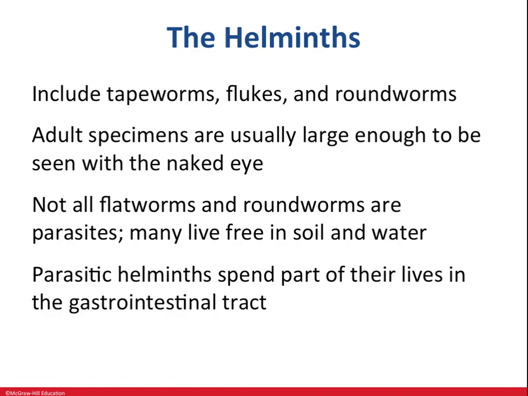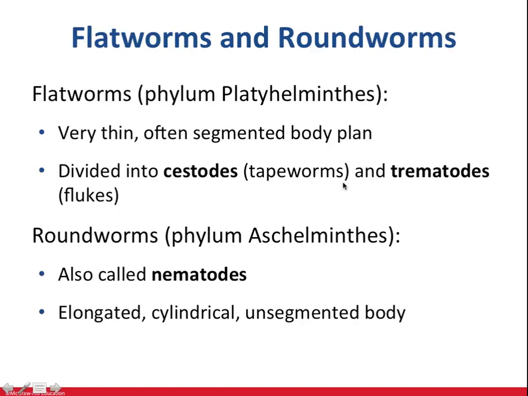Not all worms are parasites. Many live in the soil and water. Parasitic helminths spend a part of their life in the host, in the gastrointestinal tract. Flatworms are very thin, with a segmented body plan, and are divided into the cestode, the tapeworm, and the trematode, or fluke. Roundworms are called nematodes, with an elongated, cylindrical, and unsegmented body.